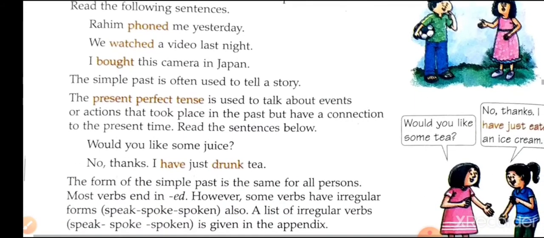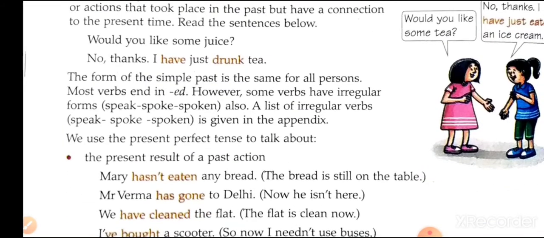The present perfect tense is used to talk about events or actions that took place in the past but have a connection to the present time. Read the sentences below. Would you like some juice? No thanks, I have just drunk tea. The form of the simple past is the same for all persons. Most verbs end in -ed. However, some verbs have irregular forms. Speak, spoke, spoken. A list of irregular verbs is given in the appendix.